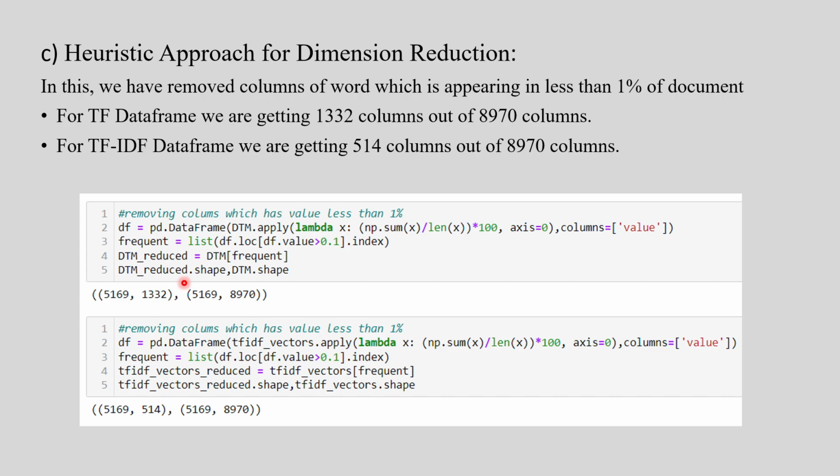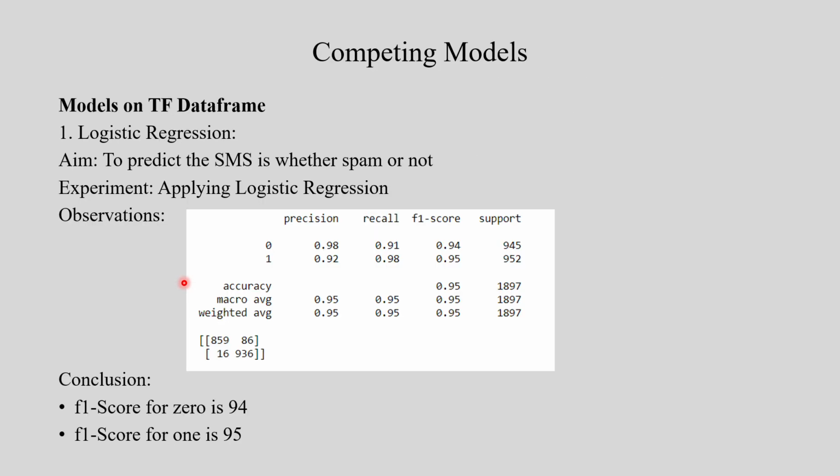After that, Himanshu will explain the competing models. So now talking about the models, we have fitted logistic regression, decision tree, support vector classifier, AdaBoost, and bagging classifier on all three data frames that we received, which were TF, TF-IDF, and word-to-vec. When fitting the models, we saw that there was class imbalance, so we applied SMOTE on every data frame. Then we started fitting our models.